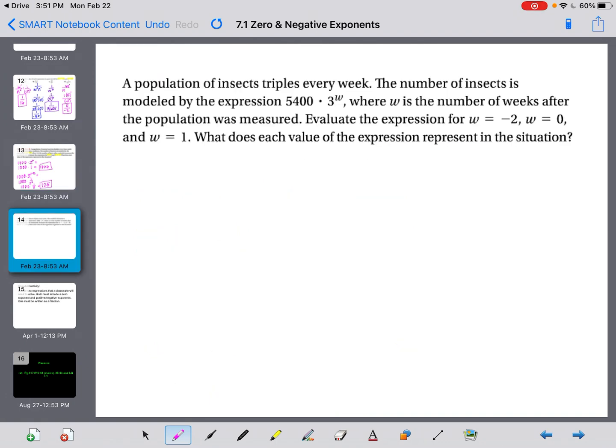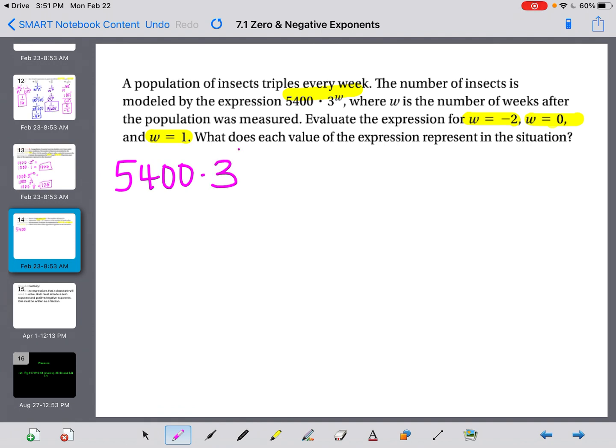All right, last but not least, a population of insects triples every week. The number of insects is modeled by the expression 5,400 times 3 to the W, where W is the number of weeks after the population was measured. Evaluate the expression for W equals -2, W equals 0, and W equals 1. Okay, meaning 2 weeks before they measured, right when they measured, and 1 week later. Okay, so our first is going to look like this.